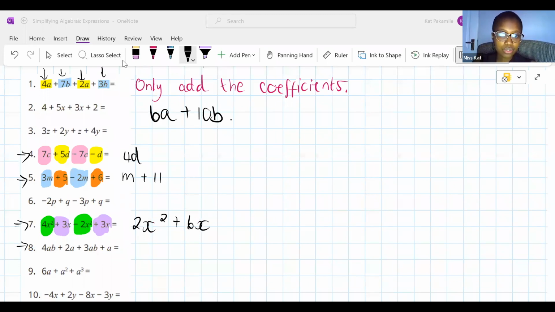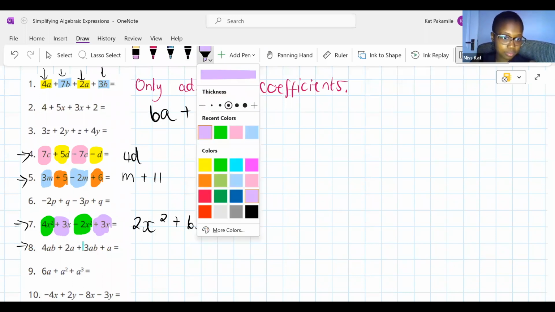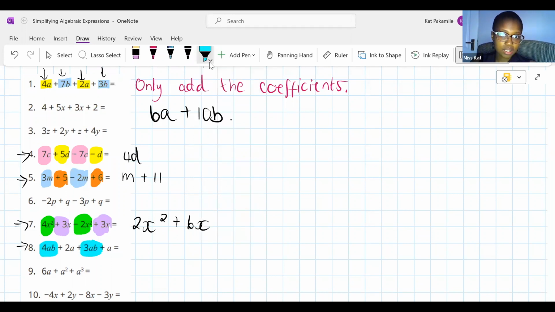Okay. Tando's hand is up. Tando, are you doing the next one with me? Yes, ma'am. What are the like terms? 4ab plus 3ab. And then 2a plus a. Okay, what's my answer? So your answer is going to be 7ab. And then 3a. Plus 3a.